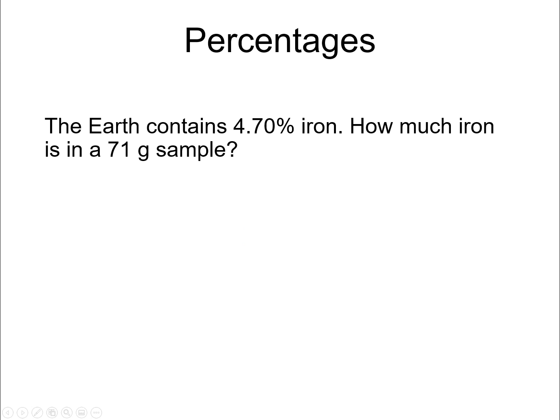We've got one more. The Earth contains 4.7% iron. How much iron is in a 71-gram sample? A percentage, we can actually write it out what it really means. It means 4.70 out of 100. That's what a percentage is. And in this case, we're talking about 4.70 grams of iron in a 100-gram sample.